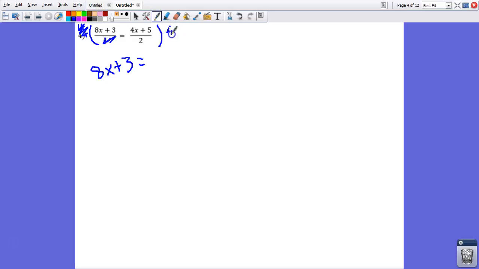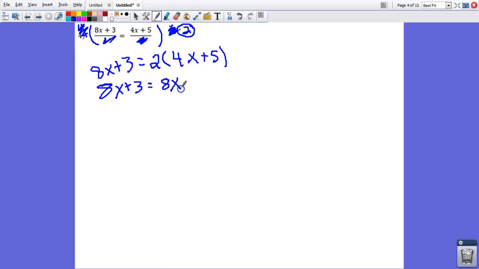but I'm going to rewrite this 4 as 2 times 2, okay? I want to take those out as 2 times 2, right? Because now you can actually see what's happening. This 2 cancels out with this 2, but I still have 2 left over. So what that looks like is I still have 2 times 4x plus 5. Okay, and now I'm going to have to distribute that out. So I have 8x plus 3 equals 2 times 4x is 8x plus 10, and it's positive because my 2 is positive and my 5 is positive.